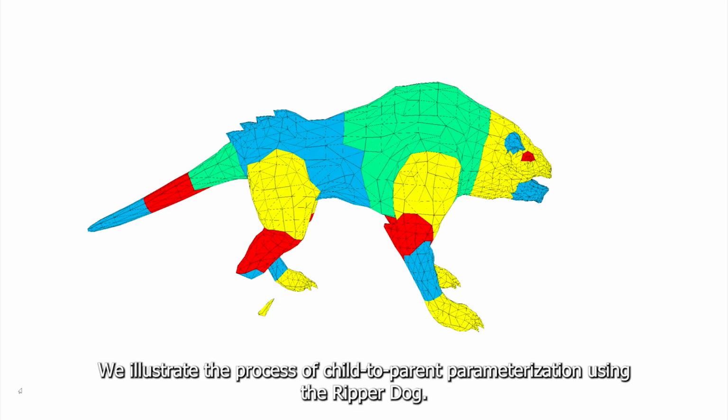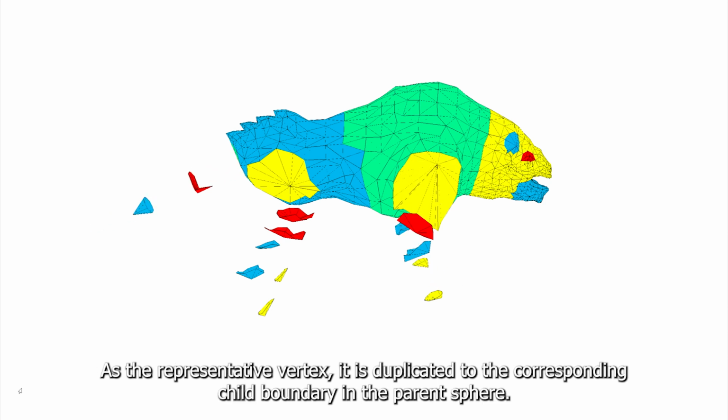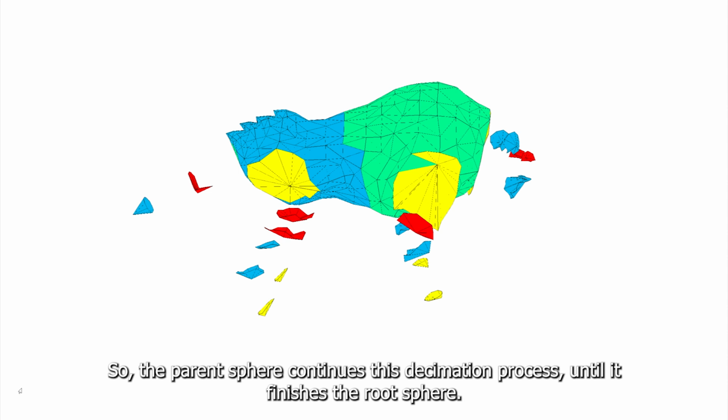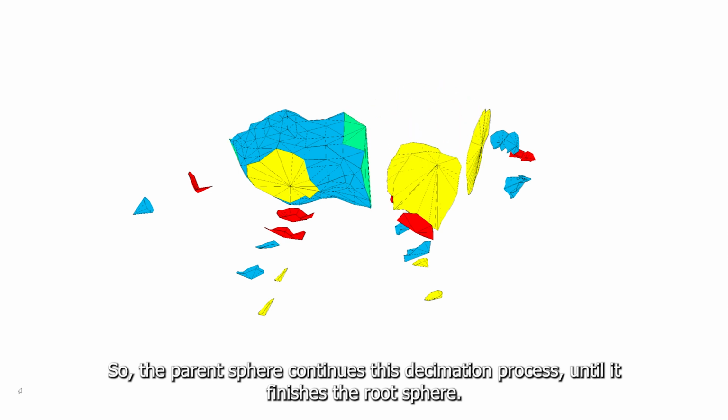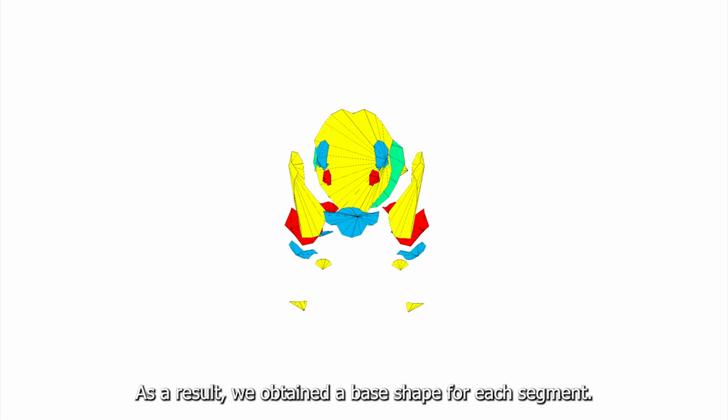We illustrate the process of child-to-parent parameterization using the Ripper dog. Starting at leaf segments, non-boundary vertices are decimated to a single vertex. As the representative vertex, it is duplicated to the corresponding child boundary in the parent sphere. So, the parent sphere continues this decimation process until it finishes the root sphere. As a result, we obtained a base shape for each segment.